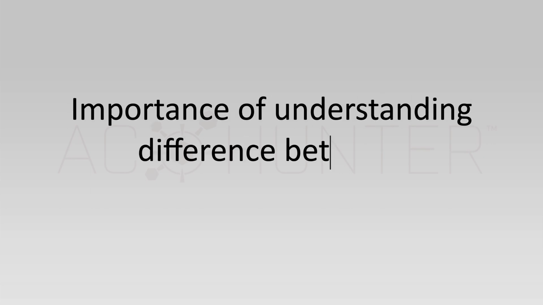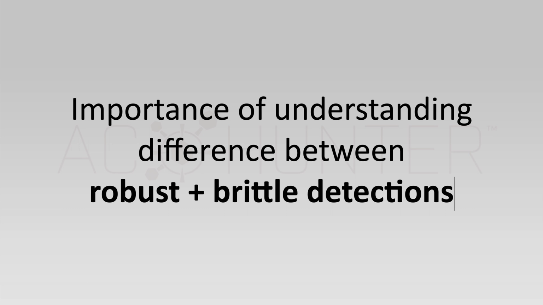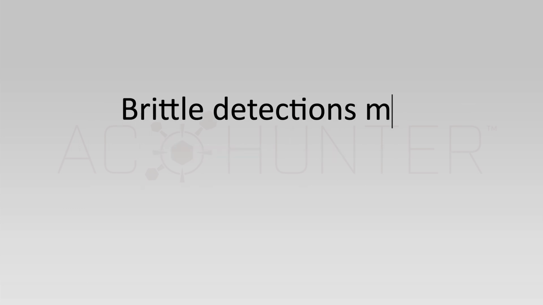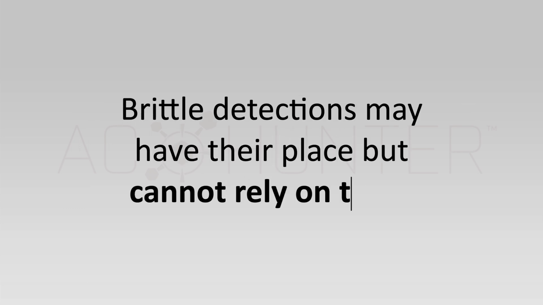So before concluding this case study, we'd once again like to emphasize the importance of understanding the difference between robust and brittle detections. Although brittle detections such as signature hashes and analyzing PE file strings certainly have their place, we cannot ultimately rely on them. This is because they depend on specific details, and it only requires a crafty malware author to deviate from the expected patterns in order to render them ineffective.